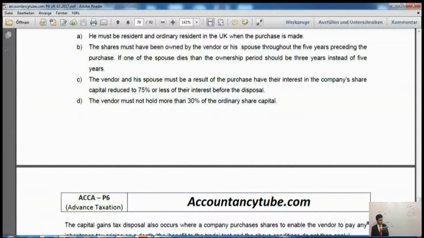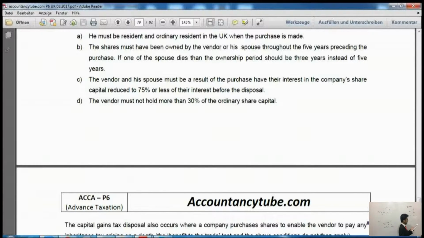The second one is that the shares must have been owned by the vendor or his spouse throughout the 5 years preceding the purchase. So the shares must have been owned by himself or his spouse for the 5 years preceding the purchase. So 5 years is the period of ownership.